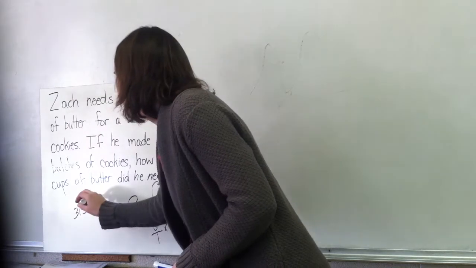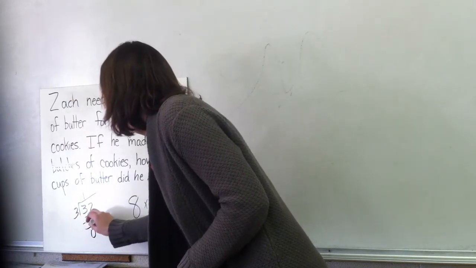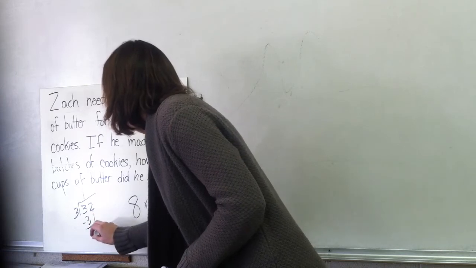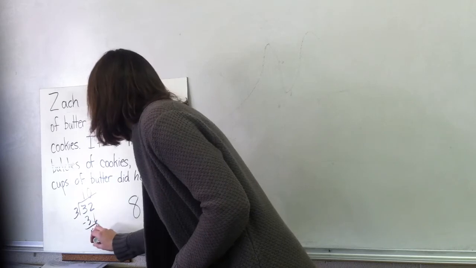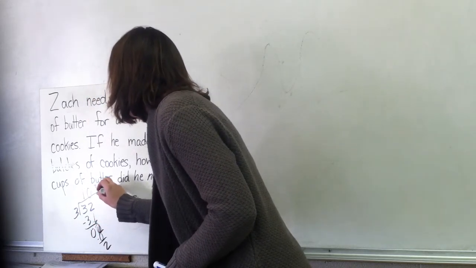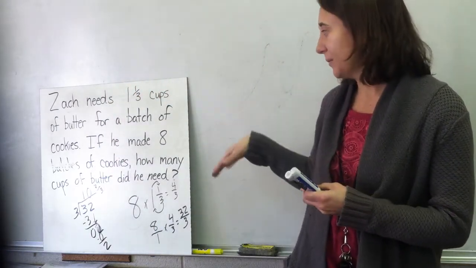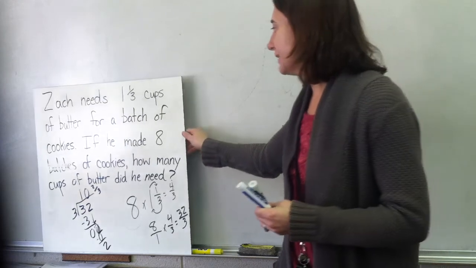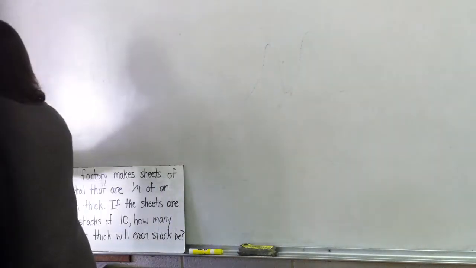3 will go into 3 one time. Bring down the 2. It will go into no times. Oops, 2. And we have 2 left over, so that's 10 and 2/3. And we could also show that by repeated addition. Okay, so let's take a look at the example that you are going to write out on your sheet.